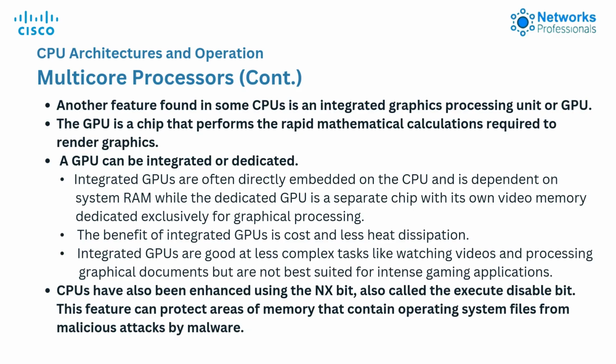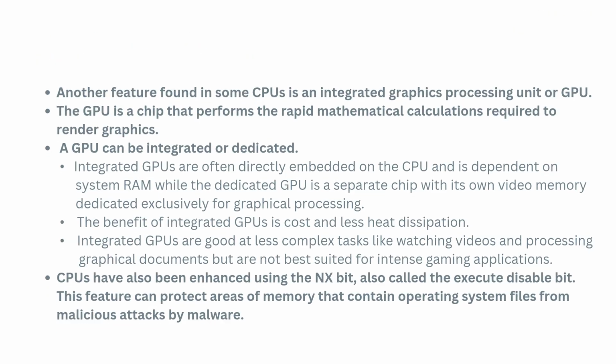The benefit of integrated GPUs is cost and less heat dissipation. Integrated GPUs are good at less complex tasks like watching videos and processing graphical documents, but are not best suited for intense gaming applications. CPUs have also been enhanced using the NX bit, also called the execute disable bit. This feature can protect areas of memory that contain operating system files from malicious attacks by malware.